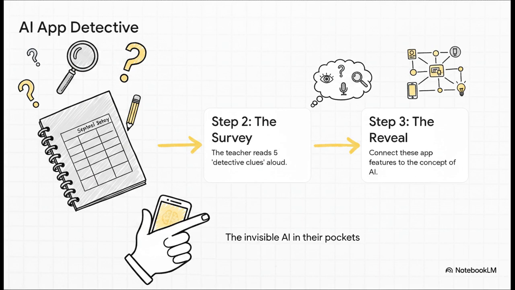The kids draw a table, you read 5 little detective clues, and then you have a chat about it. The goal here isn't a test. It's about making that invisible AI that's right there in their pockets suddenly become visible.